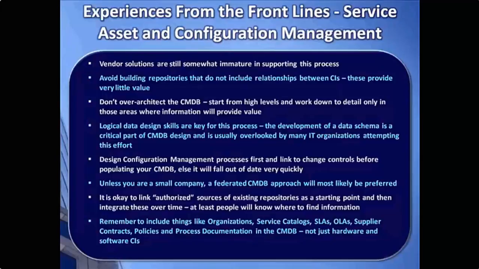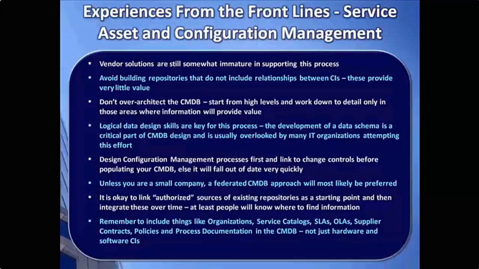It is okay to link authorized sources of existing repositories as a starting point and then integrate these over time. At least people will know where to find the information. So you may already have repositories of things. Let's say there might be some network configuration maps sitting in maybe a network management tool. You may have a listing of PCs and serial numbers that's sitting in somebody's spreadsheet. Again, you can start by identifying these. If they're authorized sources, lock them down under change management, and then implement your configuration process on top of that. That may seem a little awkward to do. However, there's a lot of value with that, and now people know where to find that information.